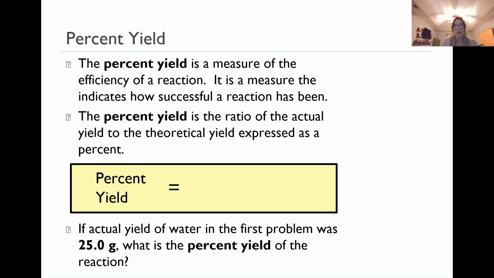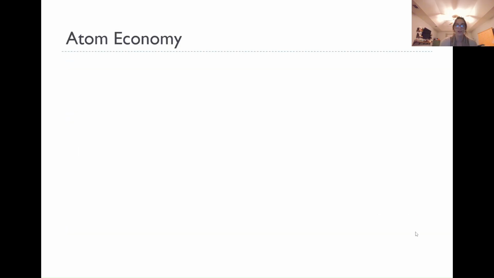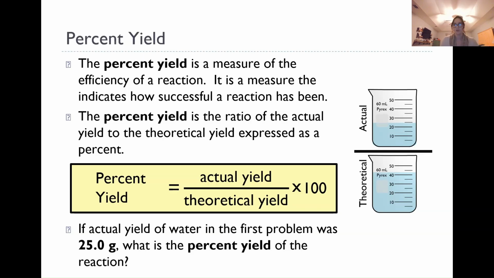So for example, if the actual yield of water in the first problem was 25, the percent yield of the reaction would be 25 divided by 42-ish times 100. I'm not really sure what that would be, but it's probably going to be a little bit over 50% if I can do mental math. Let's just do 25. Yeah, that's actually about 60%. So you got about a 60% yield. Based on that, you can identify perhaps areas of systematic and random error and then modify your procedure accordingly in order to improve your percent yield.